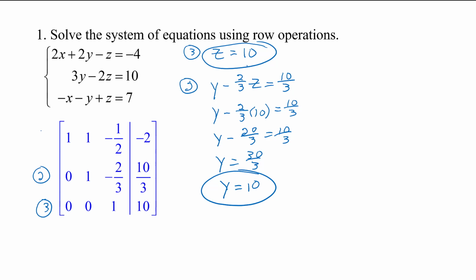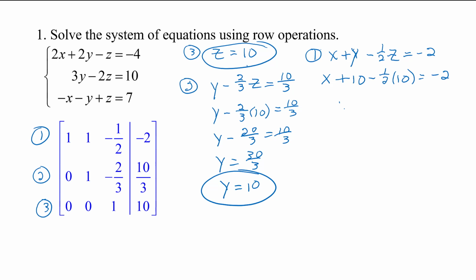Okay, and now we move on to row 1 here, where we should be able to also obtain a value for x. So row 1 gives us x plus y minus 1/2 z equals negative 2. We plug in 10 for y. We plug in 10 for z. And we then have x plus 10 minus 1/2 times 10. 1/2 times 10 is 5. So we have x plus 10 minus 5, which would be x plus 5 equals negative 2. We subtract 5 from each side and get x equals negative 7. So we've now solved for x, y, and z. We can write our solution as the ordered triple, negative 7, 10, 10.